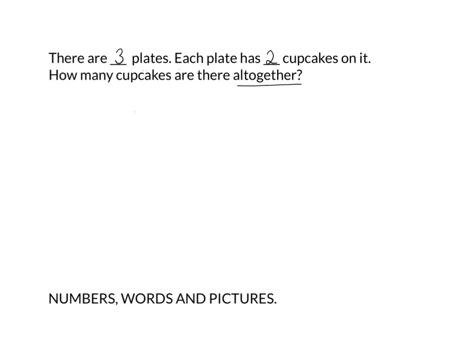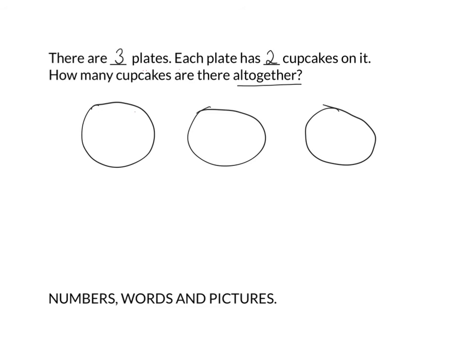Okay, let me show you how this could look. Okay, so we are going to first of all use some pictures to try and visualize it. So we know there are 3 plates, so I'm going to draw 3 quick circles to show 3 plates. And we know that each plate has 2 cupcakes on it, so I'm just going to draw some very simple circles to represent the cupcakes. I don't need to draw a fancy cupcake with lots of lovely icing and bits and sprinkles and things on it. I can just draw a very simple circle to demonstrate.